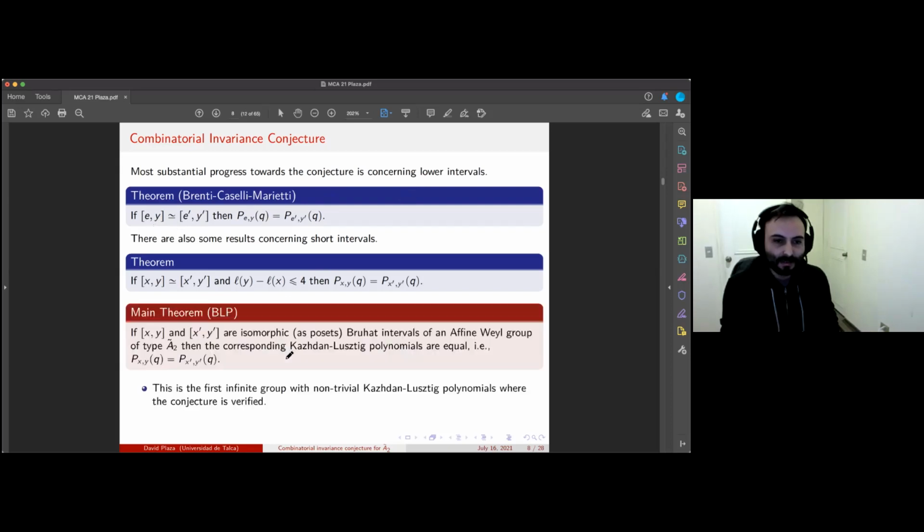Okay, so here we have our main theorem, that is, we prove the conjecture for an affine Weyl group of type A2 tilde. So we add some new piece of evidence in favor of this conjecture. And I would like to mention that this is the first infinite group with non-trivial Kazhdan-Lusztig polynomials where the conjecture is verified.